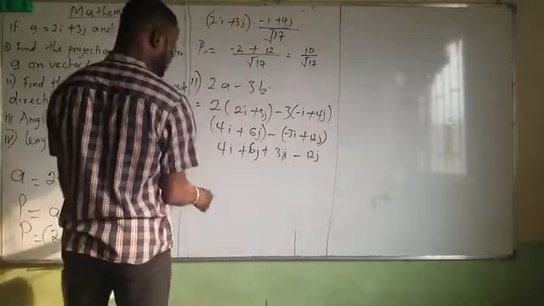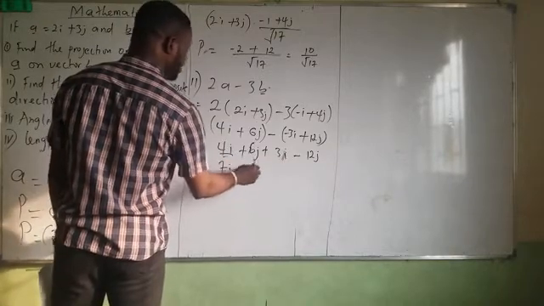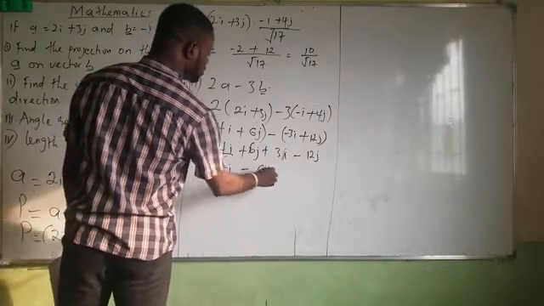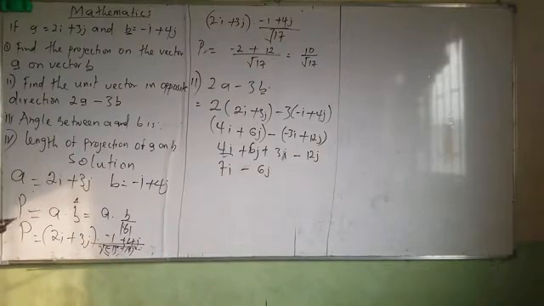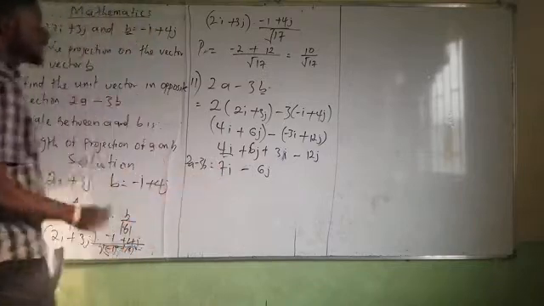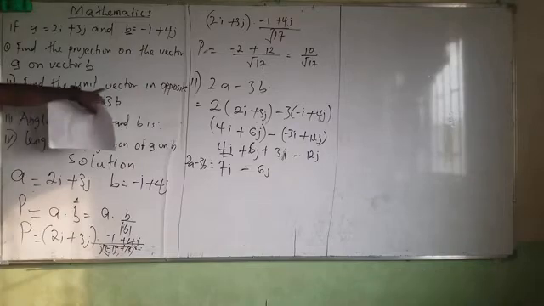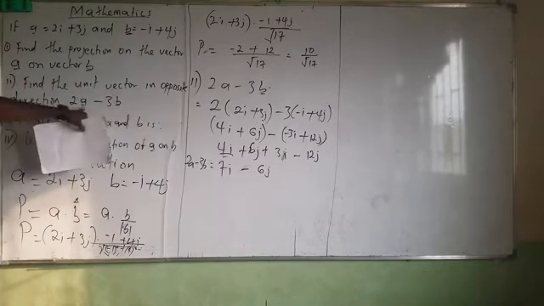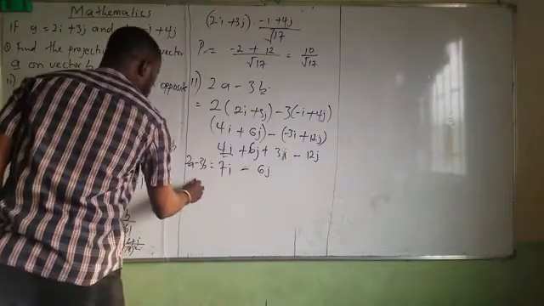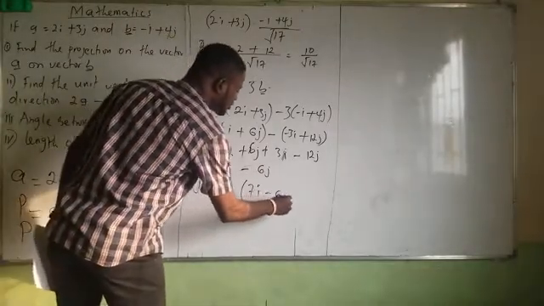Now, can we collect like terms? I will have this and this, which is going to be what? I have i and minus 6j. So 2A minus 3B is equal to i minus 6j. Now, in the opposite direction, you are looking for the unit vector in the opposite direction to this. It means the opposite direction will be minus of i minus 6j.